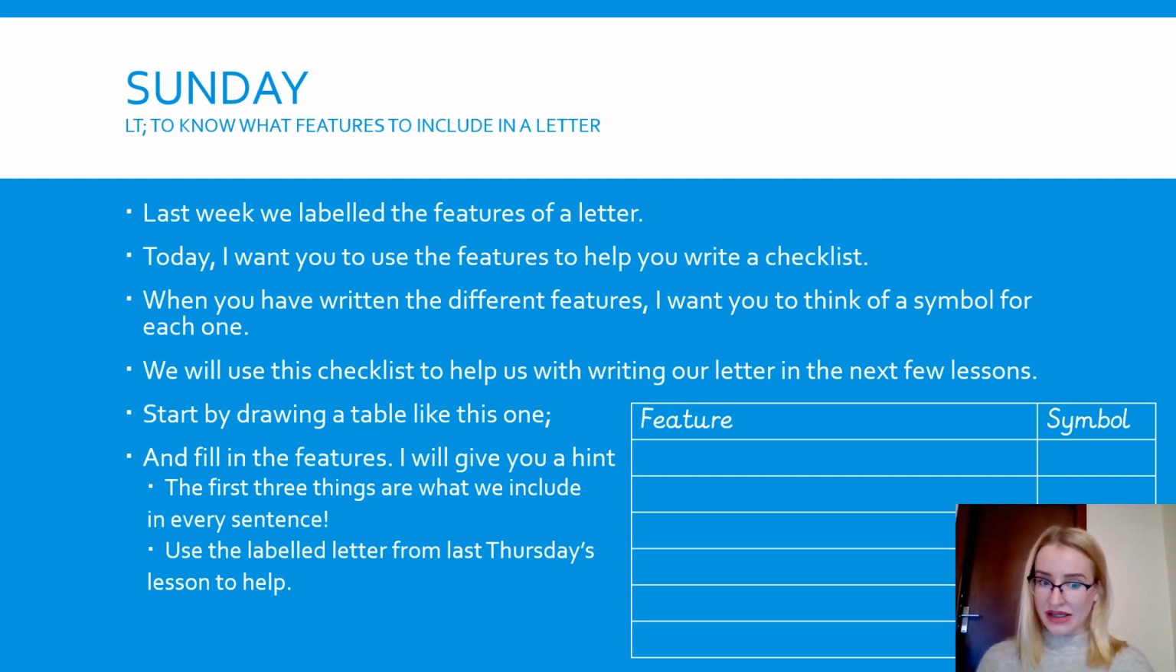The first 3 are things that we include in every sentence. I'm not going to tell you what they are, but I think everyone knows what they are already. So you write the first 3 things here that you use in every sentence and think of a symbol for them. And the next 3 are features that you need to include in a letter. If you're not quite sure what they might be, you can use the letter that you labelled last week, and the answers are there.